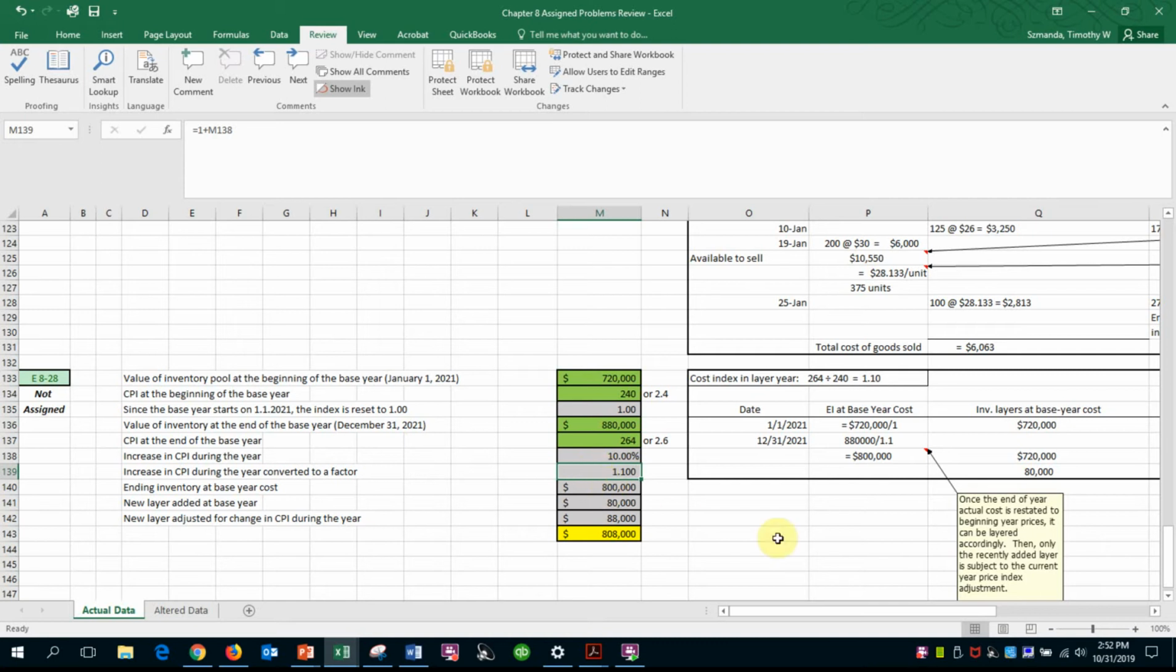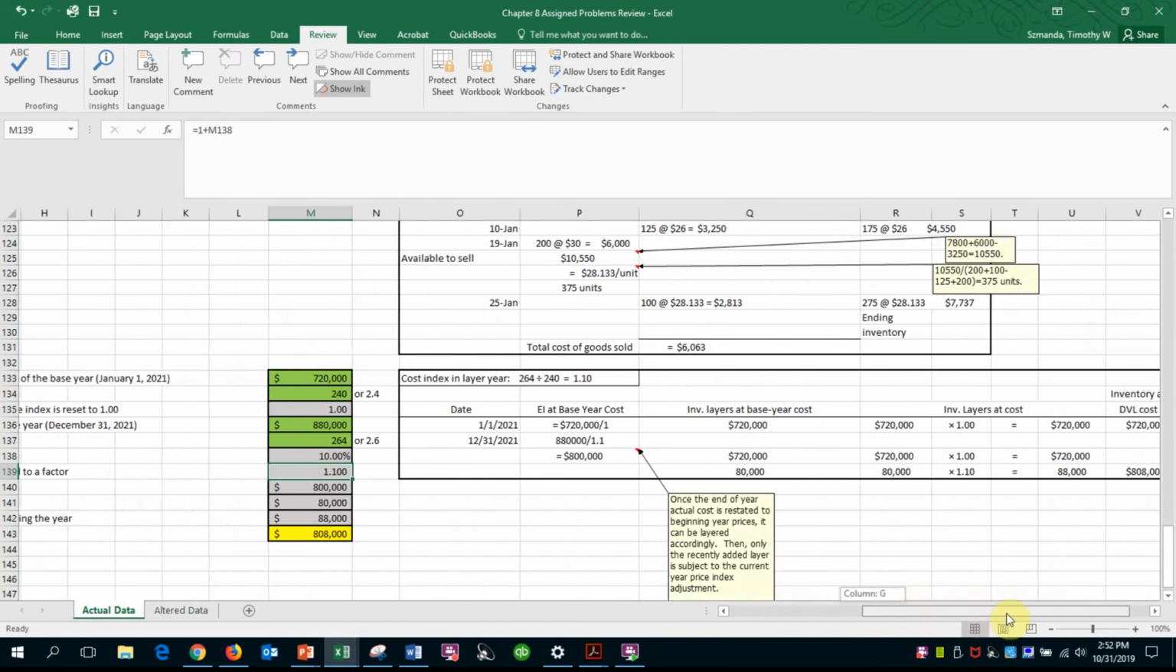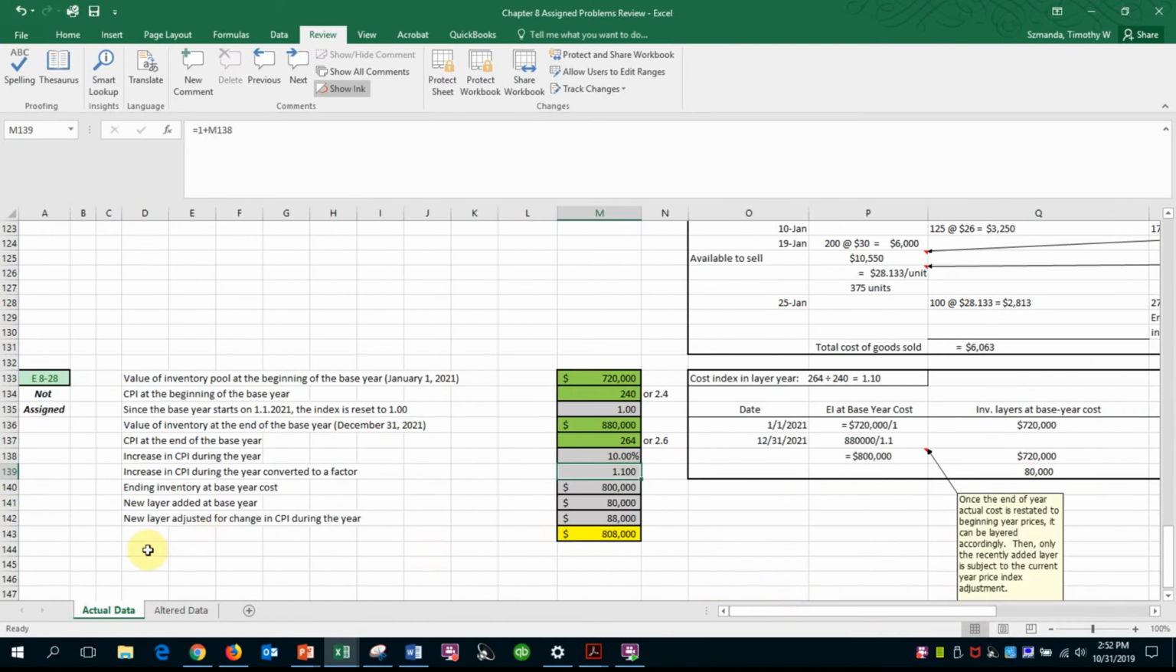Now, one of the things we need to do in this dollar value LIFO method, and they call it the DVL, dollar value LIFO. Again, it's designed to reduce the impact of liquidation of LIFO layers. So the approach is this.